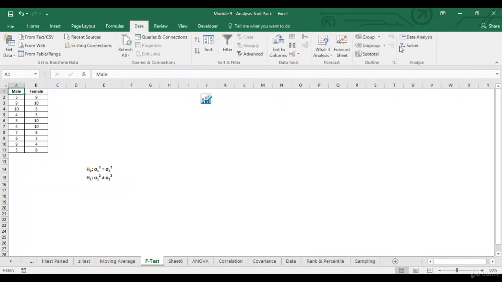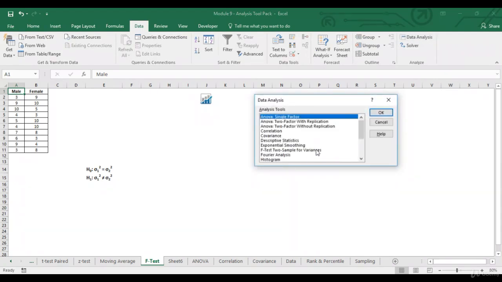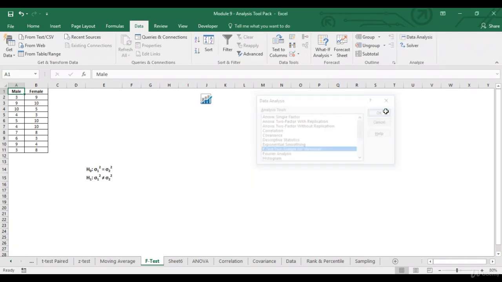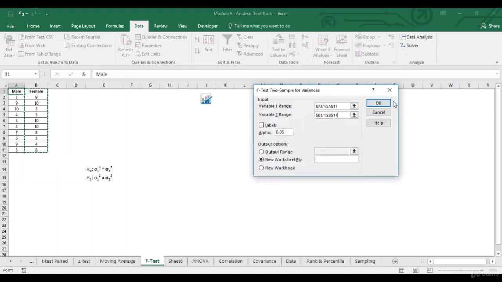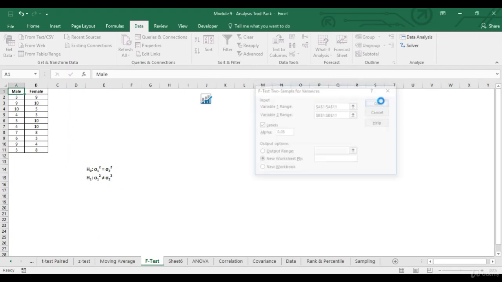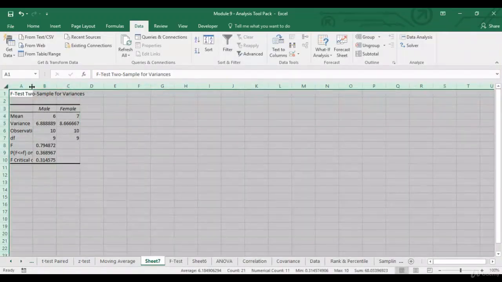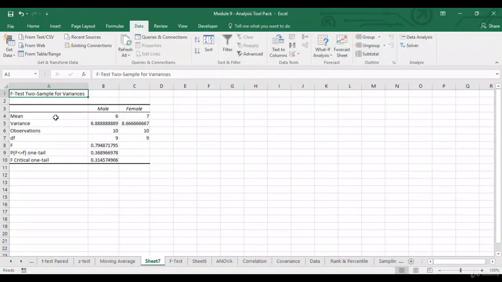So let's go to data analysis, F-test. Variable 1 would be this, variable 2, labels. Let's have this at 5% level of significance. Click on OK. So mean is a descriptive statistic, same as variance. So these are my descriptive statistics over here. Then I've got 10 observations. Degrees of freedom is 9.